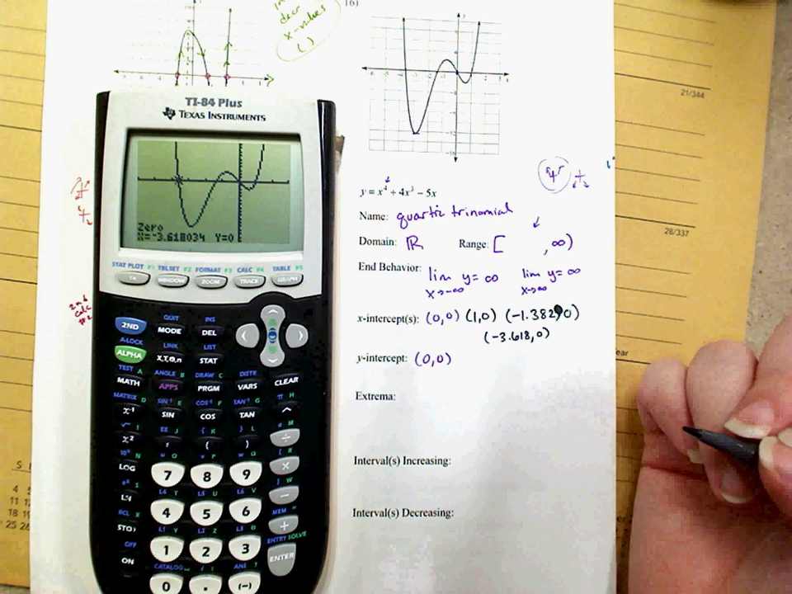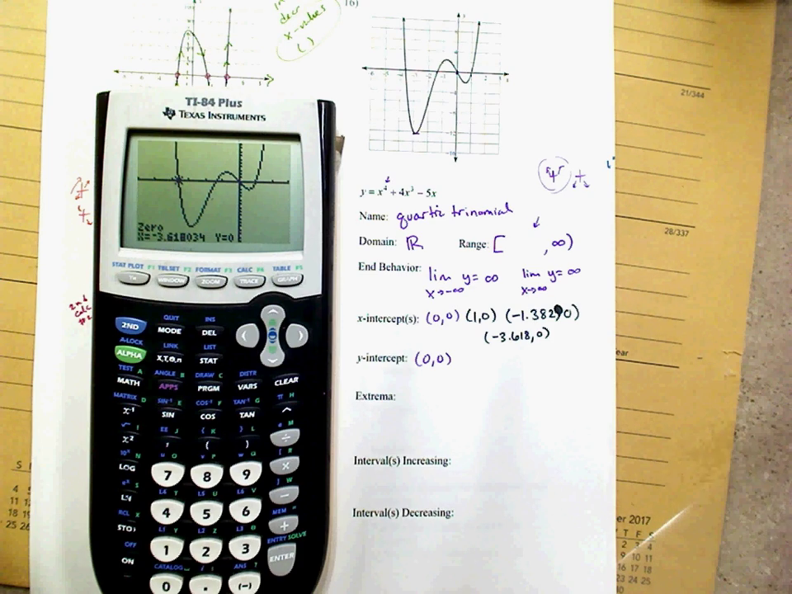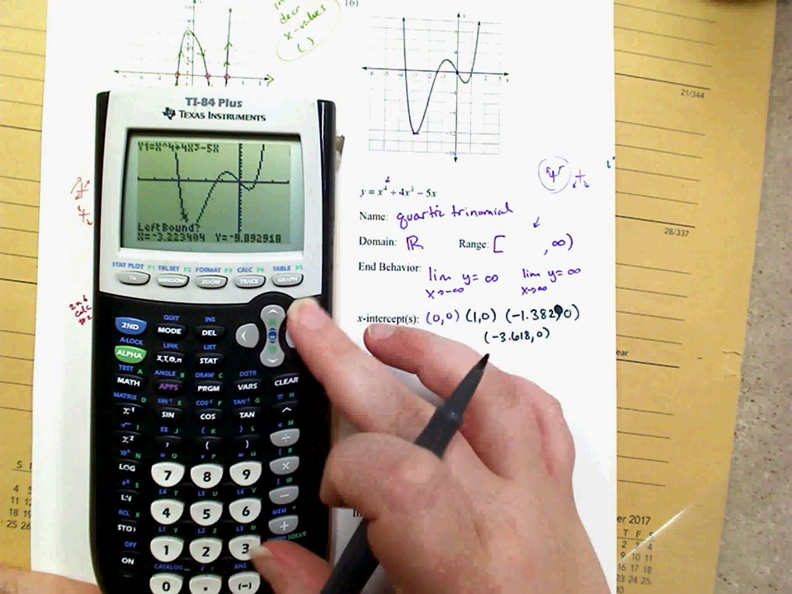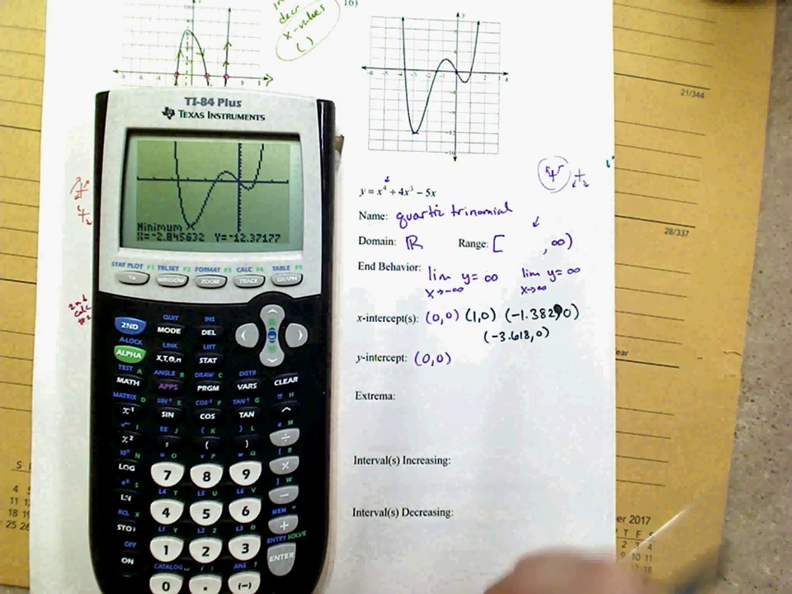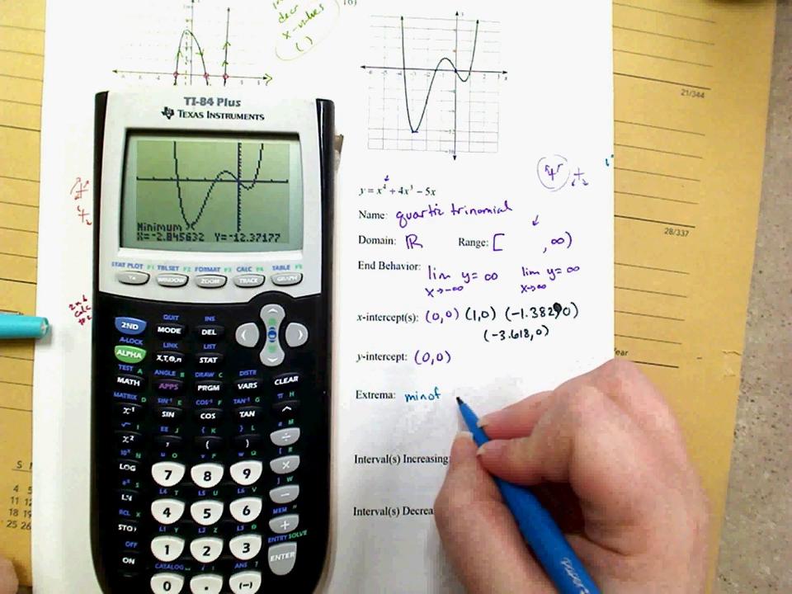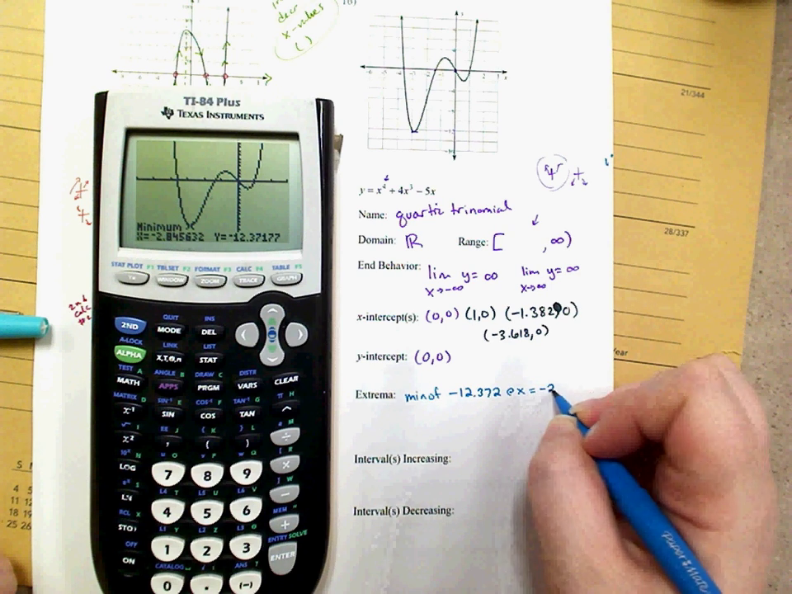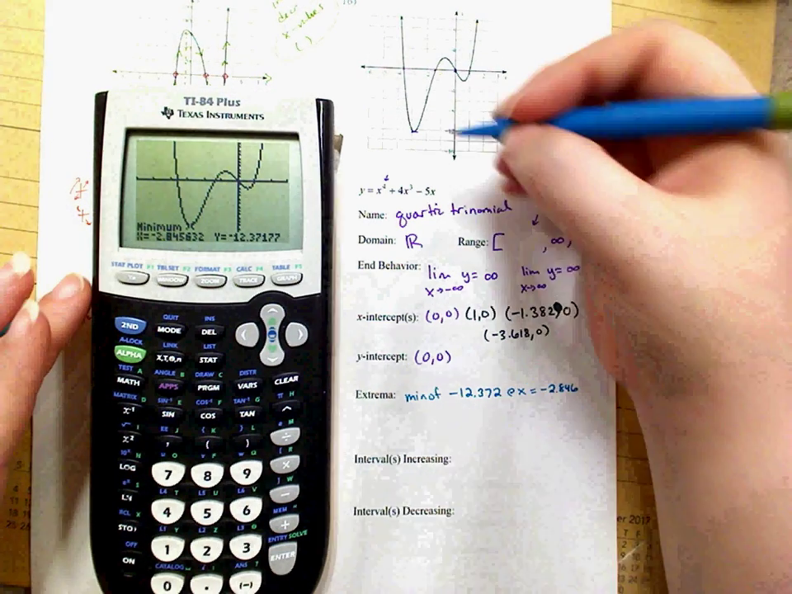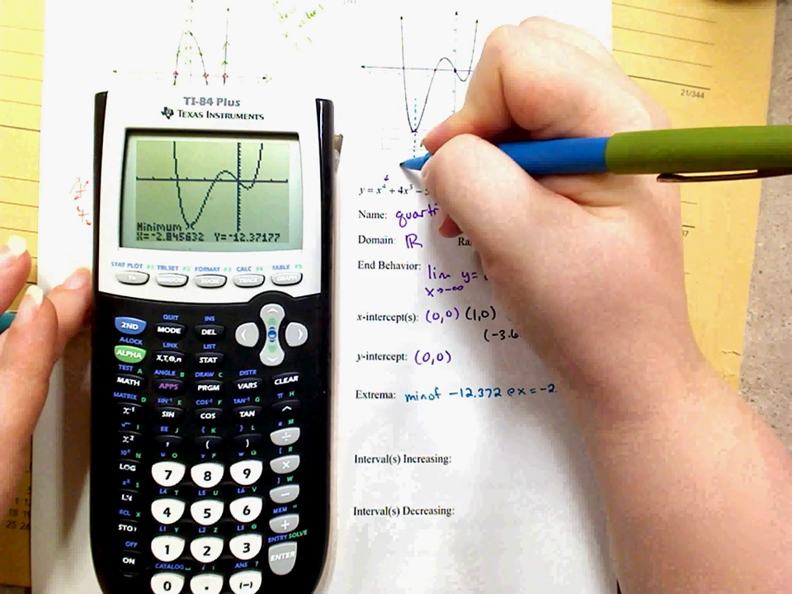So the last thing to do is find the extrema and intervals of increasing and decreasing. So, second calculate, I'm going to find the minimum first. So left, right, and I get that the minimum is negative 12.372 at x equals negative 2.846. I already know it's a turning point, so I'm going to go ahead and label that. Negative 2.846.